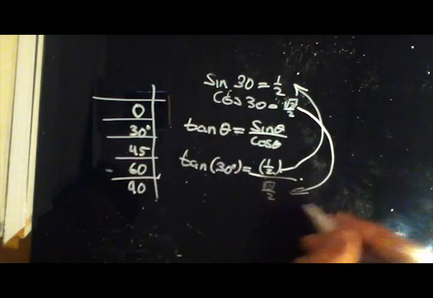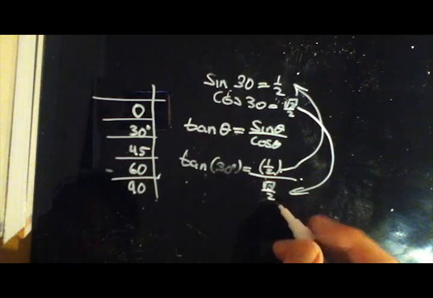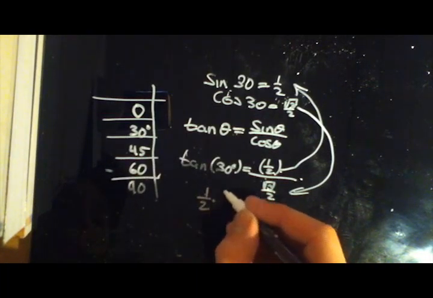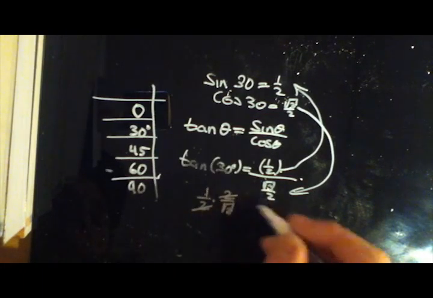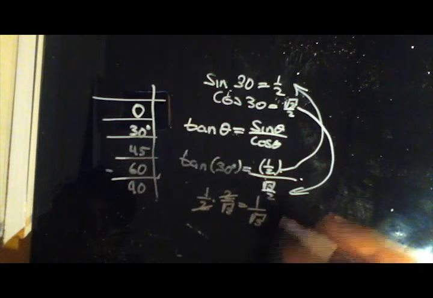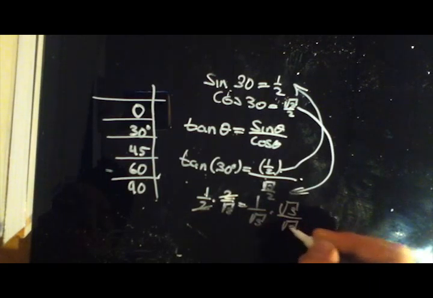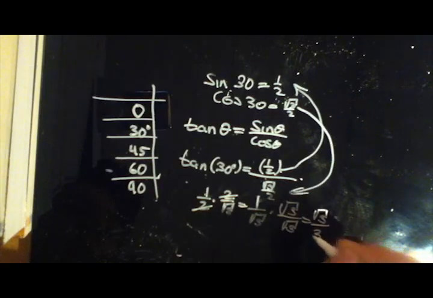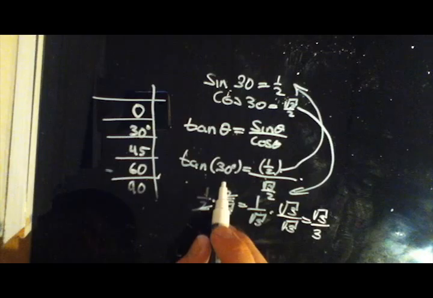So if we flip this fraction the other way and we multiply them, like dividing fractions, you're going to get 1/2 multiplied by 2 over the square root of 3. The 2's cancel and you're going to get 1 over the square root of 3, which is not really nice. So if you multiply both sides by the square root of 3, you're going to get the square root of 3 over 3. And this is tangent of 30 degrees.